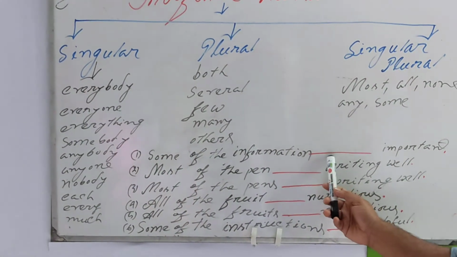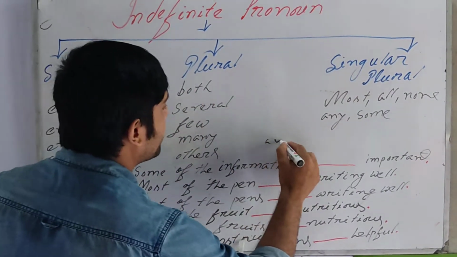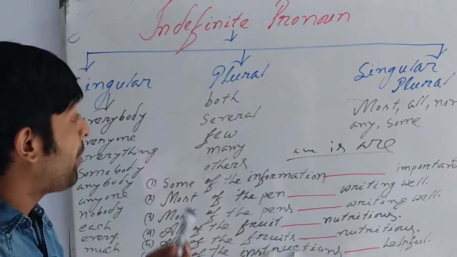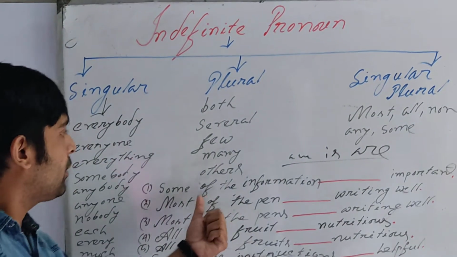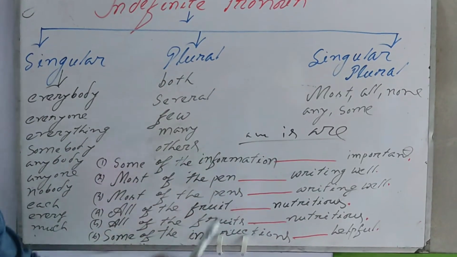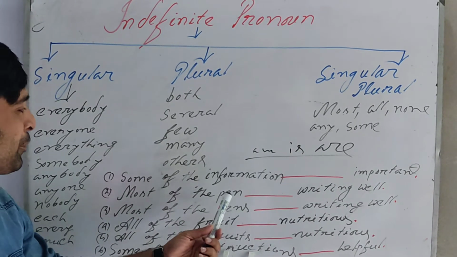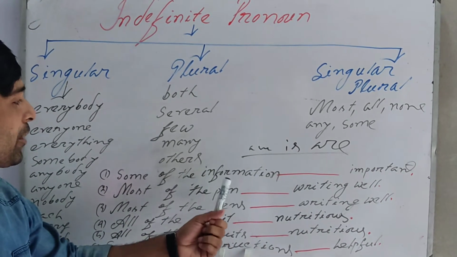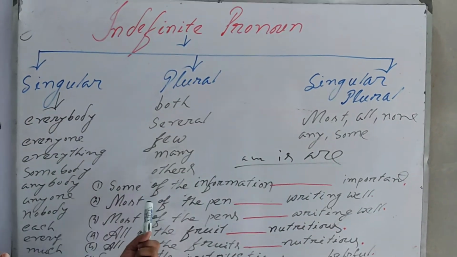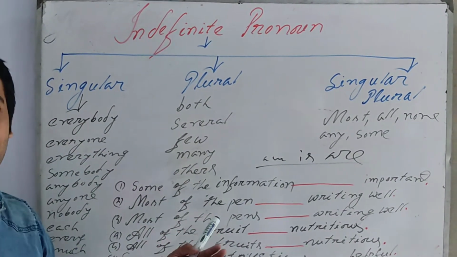Which one is correct? From am, is, are, we can apply here. Am, is, are, that is a be verb, or was, were, that's not a problem. But my question is which one the subject takes. A singular verb depends on a singular subject, and a plural verb depends on a plural subject. There is no doubt.